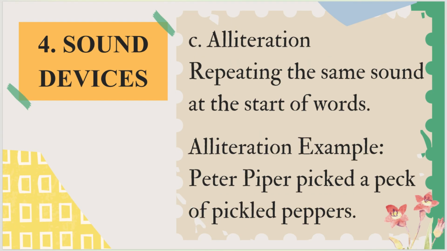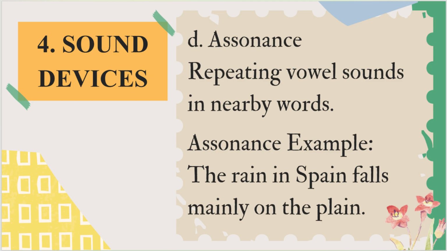Letter C in sound devices is the alliteration. It means repeating the same sound at the start of words. Example is, Peter Piper picked a peck of pickled peppers. Letter D is assonance. It means repeating vowel sounds in nearby words. Example is, the rain in Spain falls mainly on the plain.